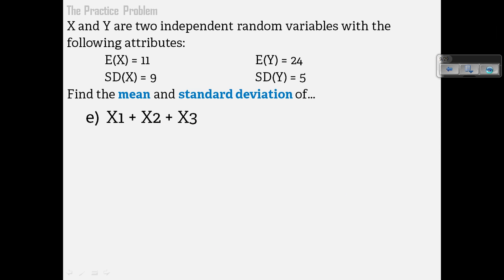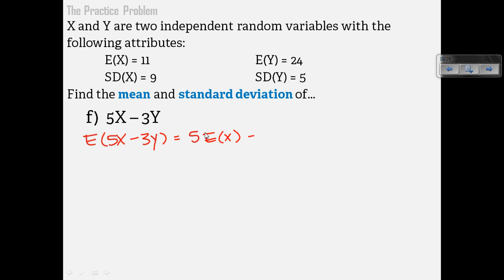Moving on to letter F. So this one is a little bit tricky. It says we're going to do 5x minus 3y. So expected value is always the easy one because it always does exactly what you think it would. So expected value for 5x minus 3y is just going to be 5 times E of x minus 3 times E of y. And that's all there is to it. So 5 times 11 minus 3 times 24, which is 55 minus 72, is negative 17.